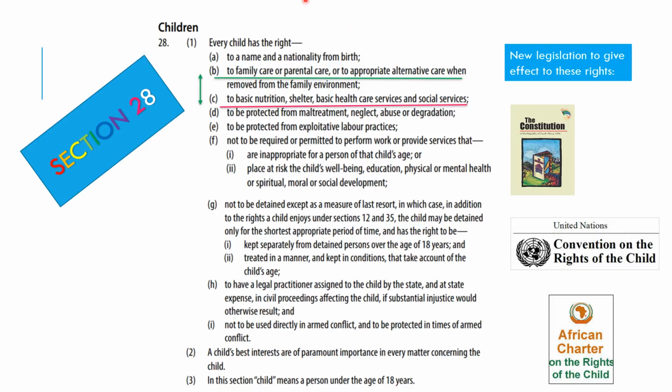So, except for Section 28, which is very similar to, for example, the United Nations Convention on the Rights of the Child, we have legislation, for example, the Children's Act, which helps us, the state, the parents and the child to make sure that these rights can be accessed by all children.